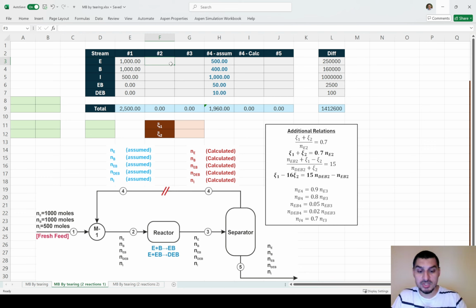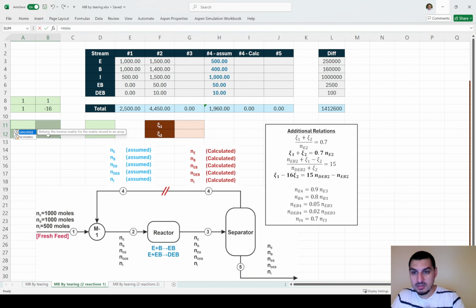From this assumed value we can calculate stream number 2, which is going to be the summation of stream 1 and the assumed value of stream number 4. And now stream 3 can be calculated from the extents of reaction. Now comes the interesting part. This is similar to what we did before, but this is the tricky part. So I'm going to write the matrix here for the coefficients. So it's 1, 1, which is the coefficients of these two variables, and it's 1 and negative 16, which are the coefficients of these two variables. And now I'll calculate the inverse here.